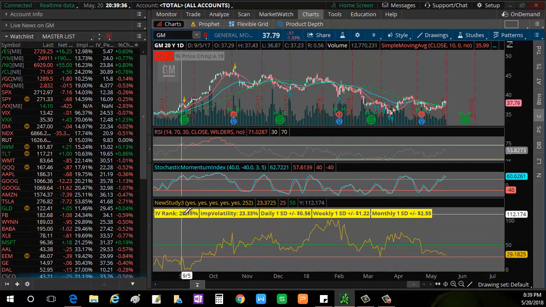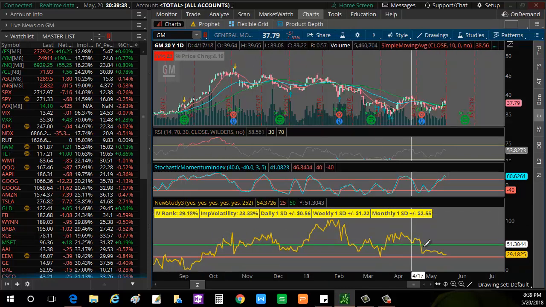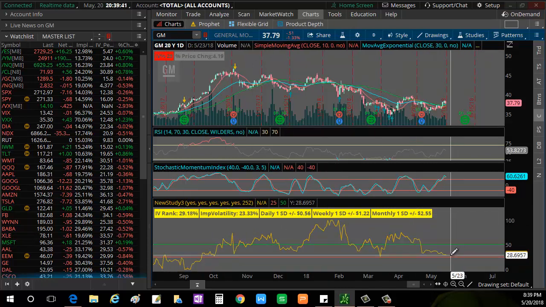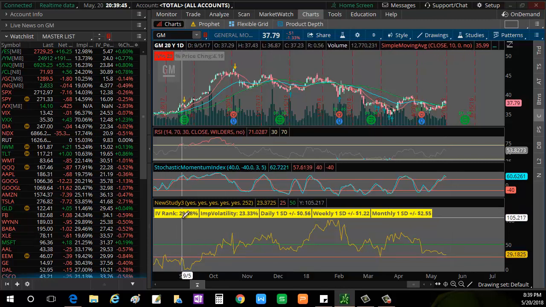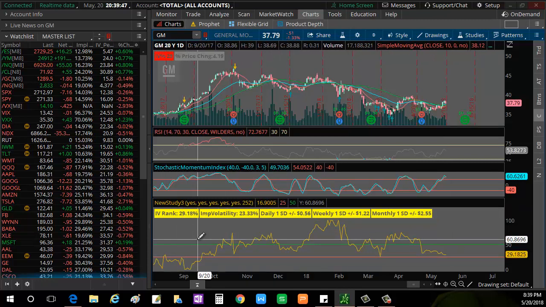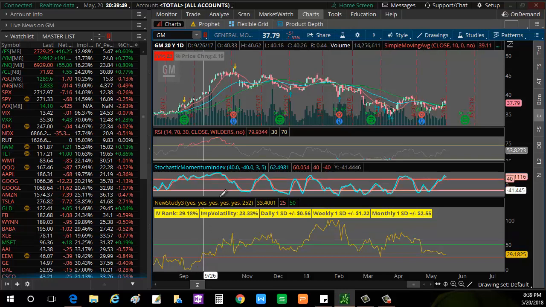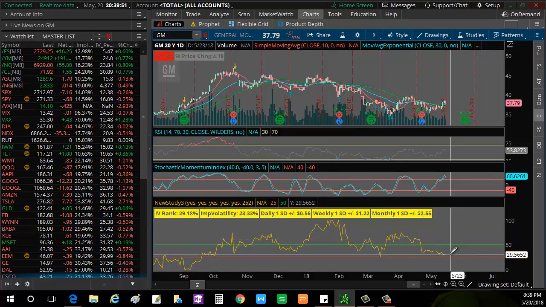Really and truly, you can look at the number and tell that if IV Rank has only been lower 29% of the time than it is today, that means it's been higher 71% of the time. Well, if it's been higher 71% of the time, then this is in fact low.